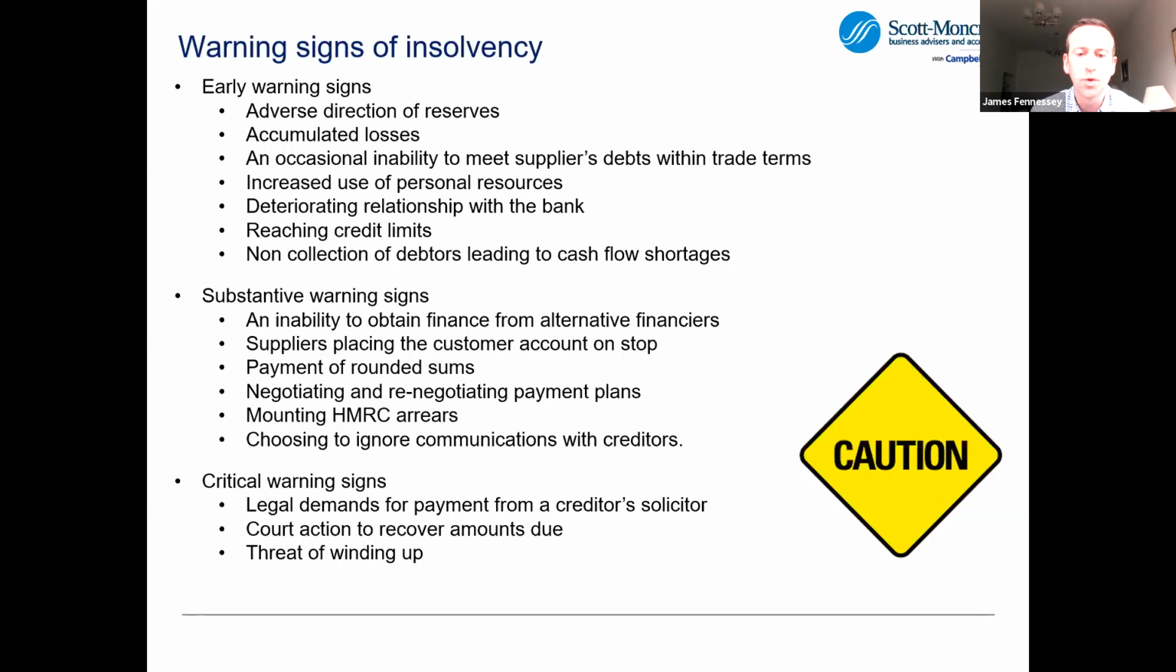Lastly, I've noted some critical warning signs. At this point, creditors have lost patience, goodwill is exhausted, and critically, your options of extracting value and achieving a positive outcome are very limited. At this stage, advice from an insolvency practitioner or a restructuring and insolvency lawyer will be required.